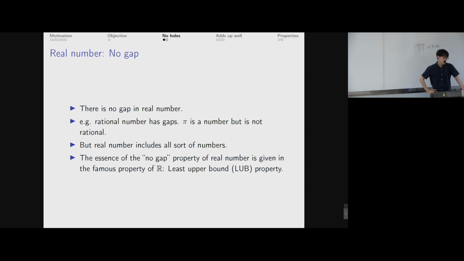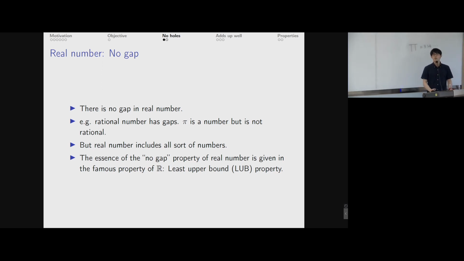So in that case, we resort to the real number system, because the real number system includes all sorts of these numbers. As I said, numbers like pi and root 2 are not rational numbers, but they are real numbers. So you can understand why we use real numbers: they are one of the densest number systems, where there's just no gap in the numbers.